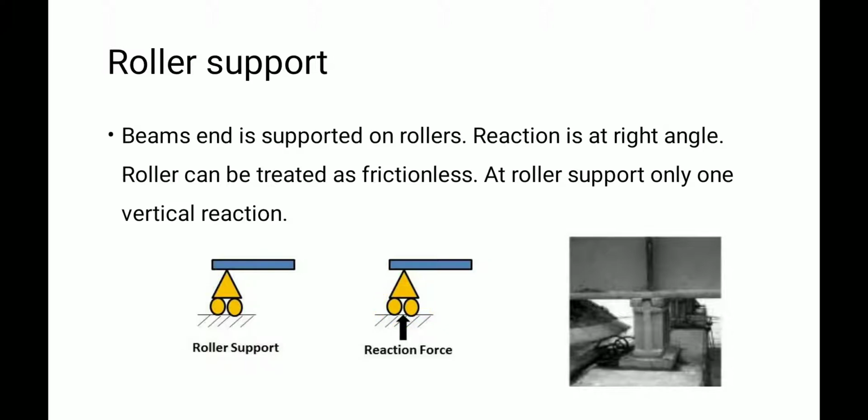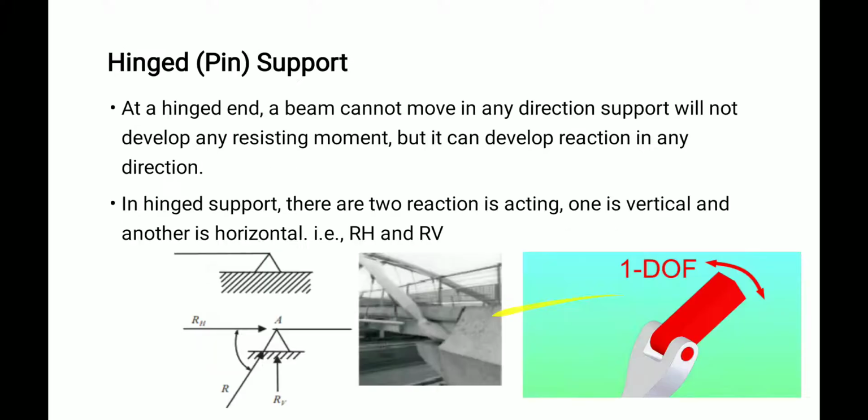So the roller support has only the vertical reaction. When I am applying a vertical load, it will resist, it will support. If I am applying a horizontal load, it will move, no reaction will be created. If I am rotating, it will rotate, no problem, so no rotation reaction will be there. In roller supports only the vertical reaction will be there. It is used for supporting only vertical loads.